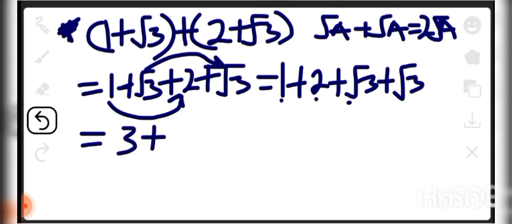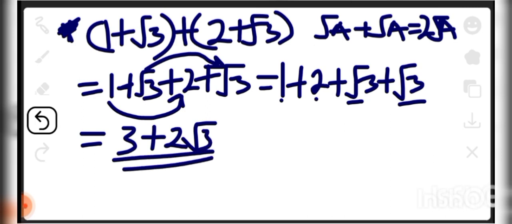Plus, we have this one 1, we have this one 2. We have 2 of them there. Just count them. We have 2. So you have 2 root 3 in that place. That will become the final answer, because we cannot add surds to real numbers. It's not possible. So the final answer will be that. So this is the answer to this particular question.